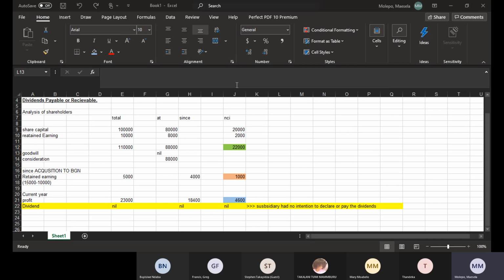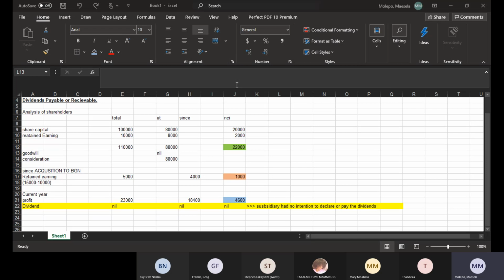So the share capital will now be based only on the share capital of the parent, because the one for the subsidiary was eliminated. So the share capital of the parent from the statement of changes in equity is sitting at 200,000, because the 100,000 was eliminated when we were doing the pro forma journal.